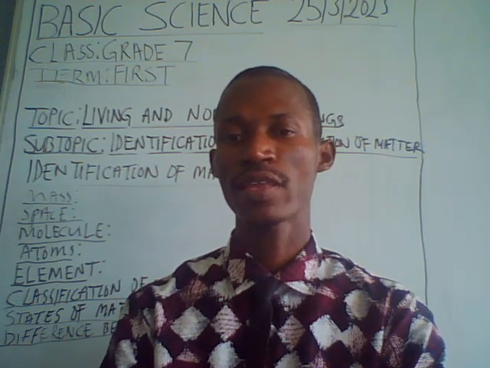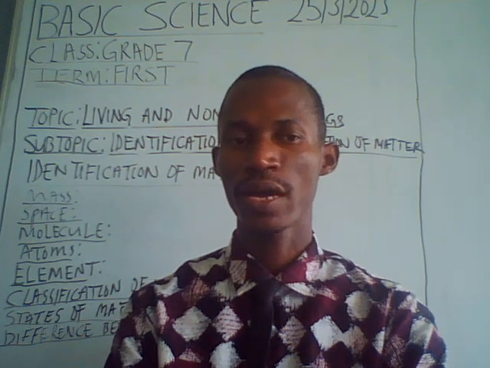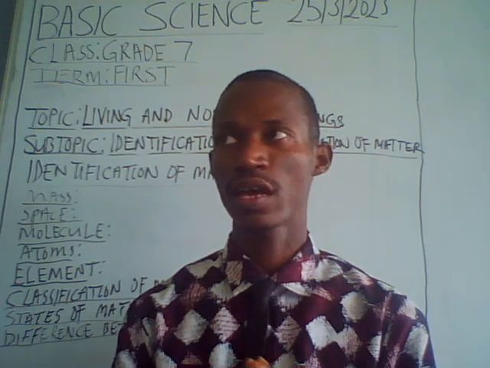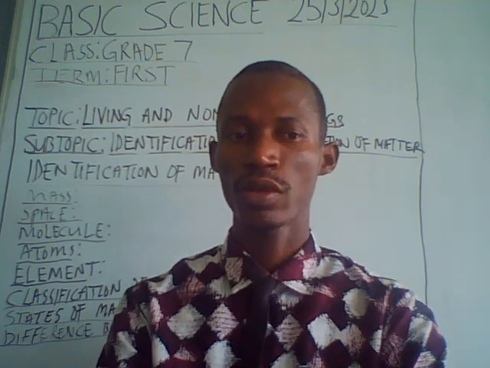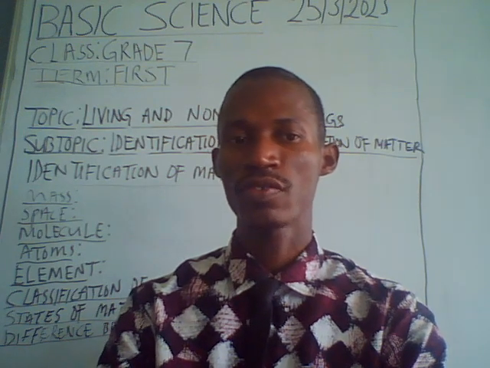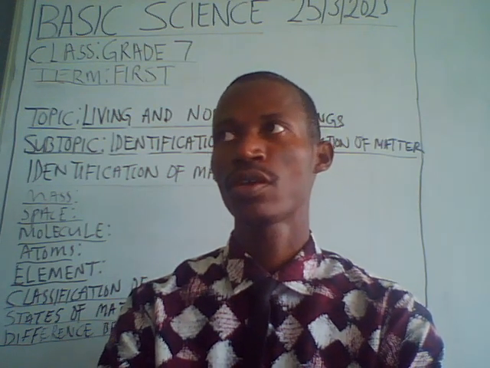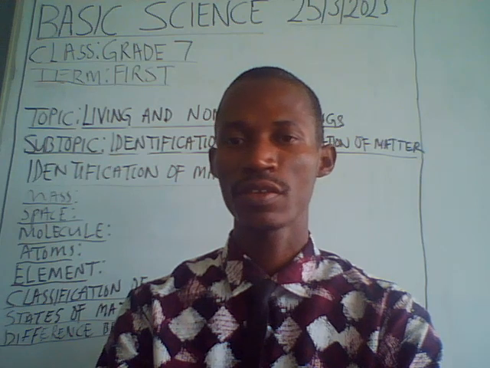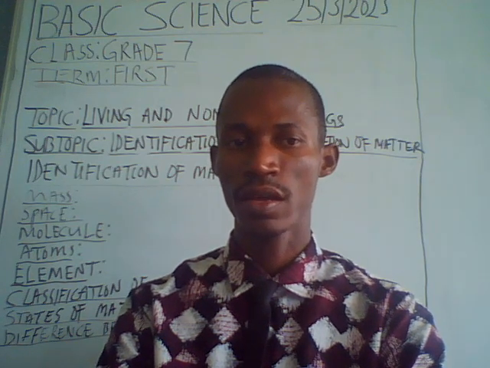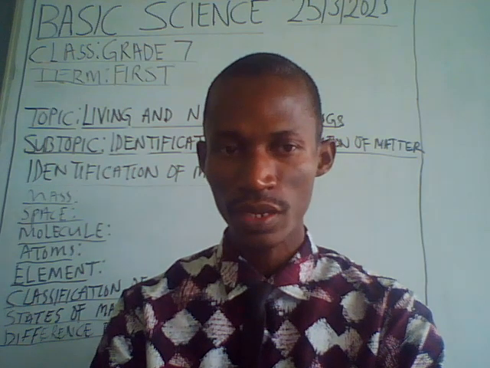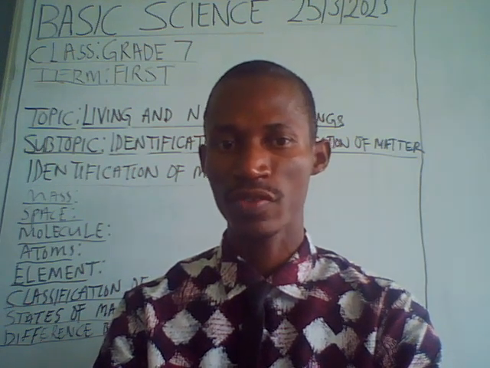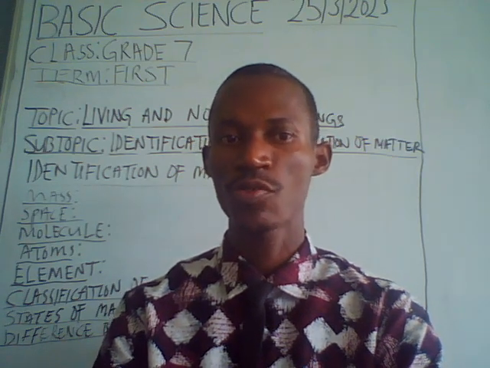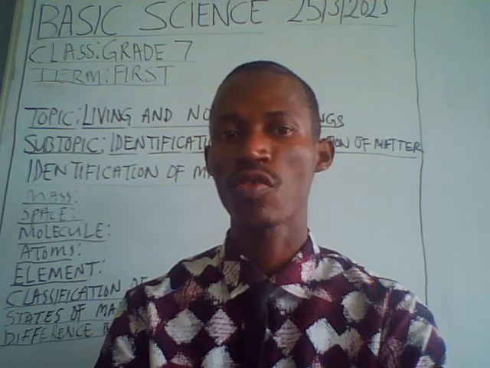Okay, now let's look at the two terms used in this definition, mass and space. Now, what is mass? The mass of a body is the quantity of matter in a body. Now, what about space? Space is the empty vacuum occupied by a body. Now, this leads us to another term under matter, molecule. A molecule is the smallest unit of a substance that has all the properties of that substance. The smallest particle of matter which can exist independently is called a molecule.